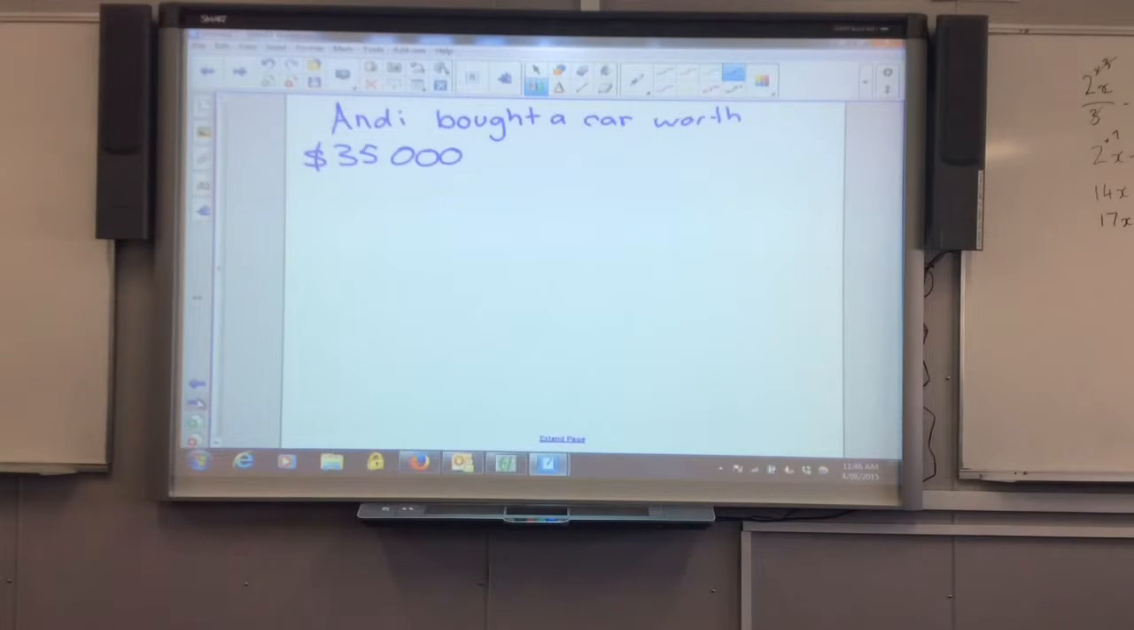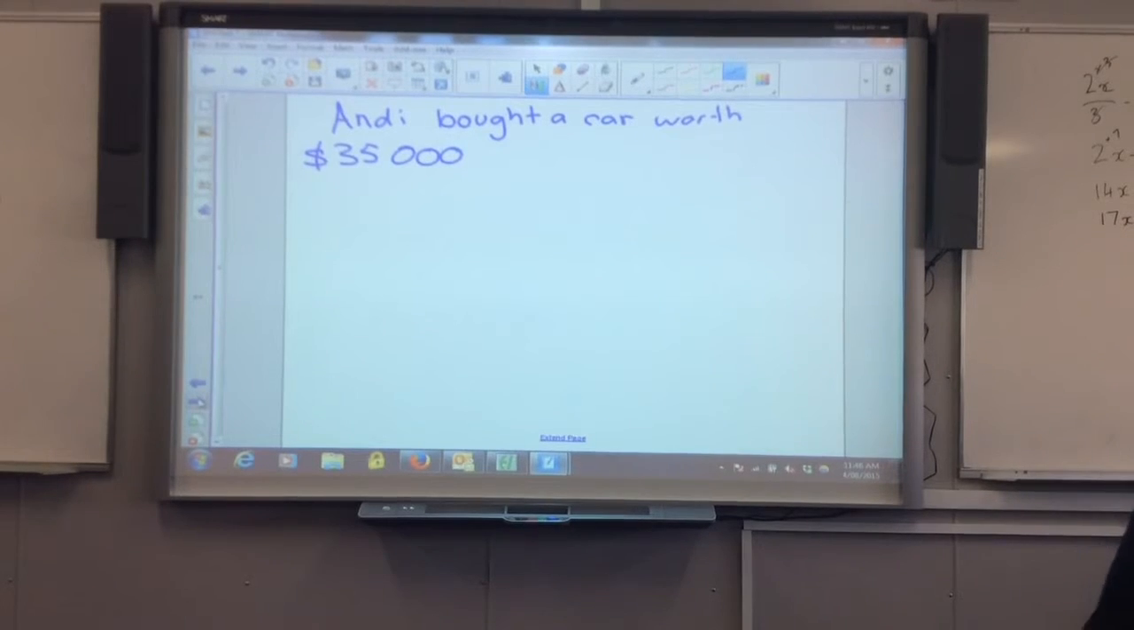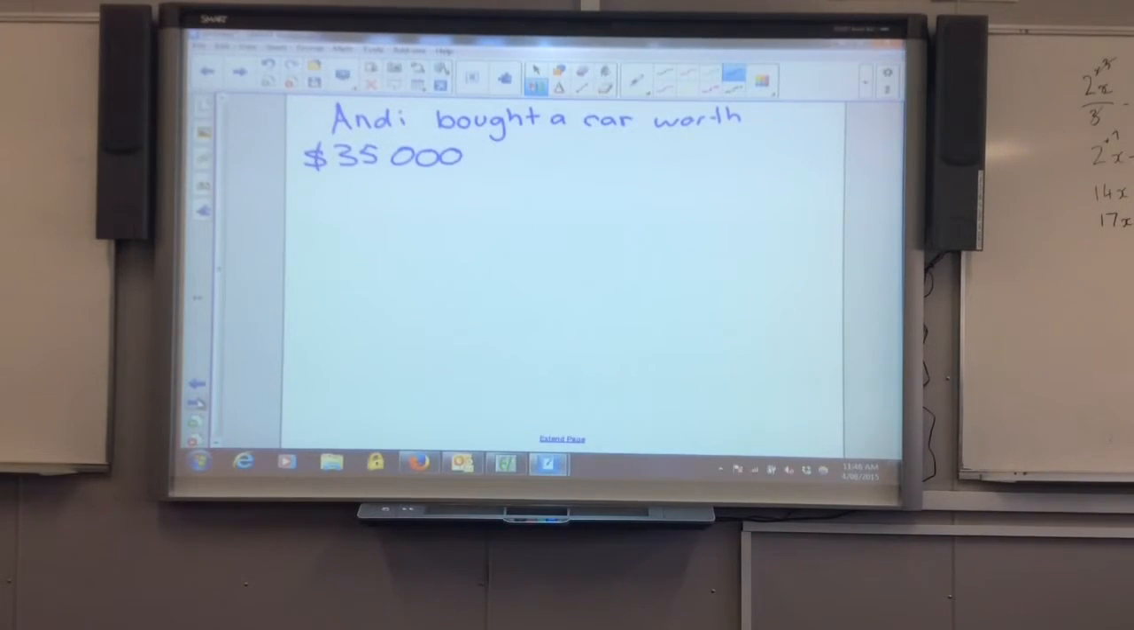Okay. So Andy bought a car worth 35,000. That's what it's worth. It's not necessarily what she paid. She obviously had on-road costs and things. That's not included in what the car is worth. In the first year, it loses 6% of its value.